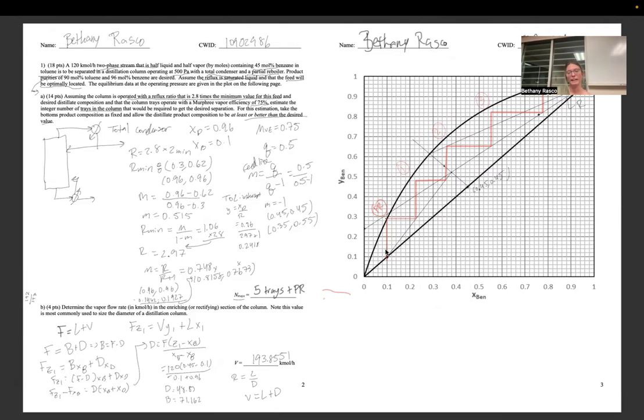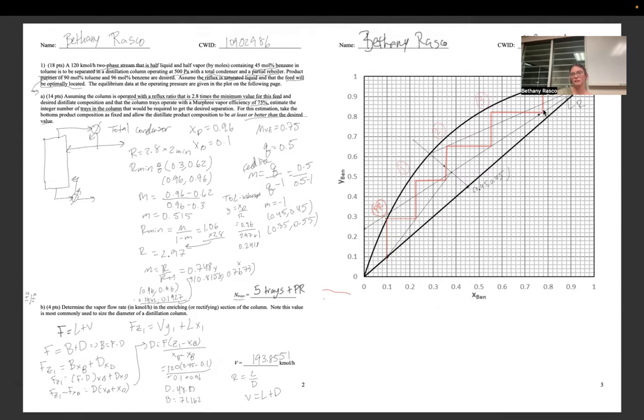And then because it's a partial boil, it's 100% efficient, so you go all the way up, and then it's 75% efficient all the way up on the other trays. So partial boil is 100% efficient, all the other ones are 75% efficient, and then you follow it up until you pass the intersection. Then you switch from the top operating line to the bottom operating line, as you see here, and then you go all the way to the XB.